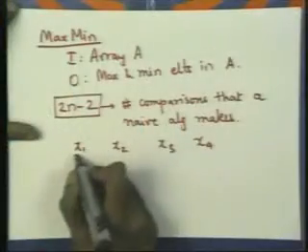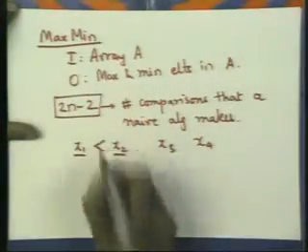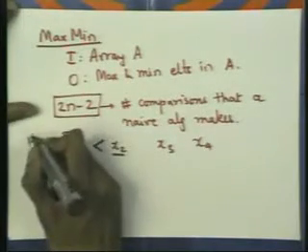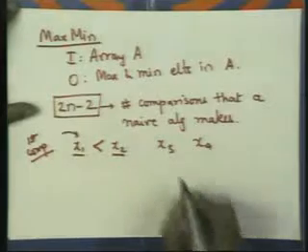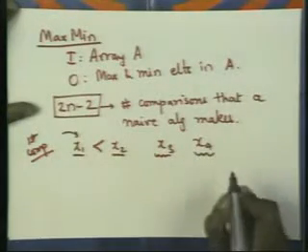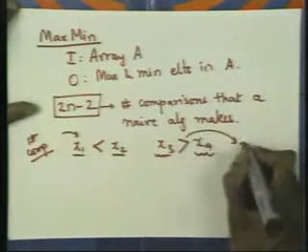Okay. Now in 4 elements here's what you can do. I first compare x1 and x2. Okay. So supposing x1 is less than x2. So this is the first comparison. Now I compare x3 and x4. Supposing x3 is greater than x4. This is my second comparison.